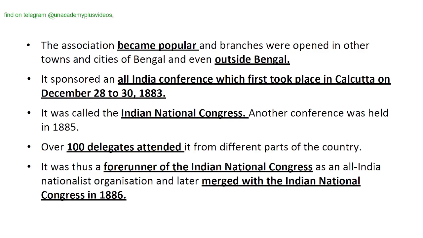It sponsored an All India Conference which first took place in Calcutta on December 28 to 30, 1883. It was called the Indian National Conference. Another conference was held in 1885. Over 100 delegates attended it from different parts of the country. It was thus a forerunner of the Indian National Congress as an All India nationalist organization and later merged with the Indian National Congress in 1886.